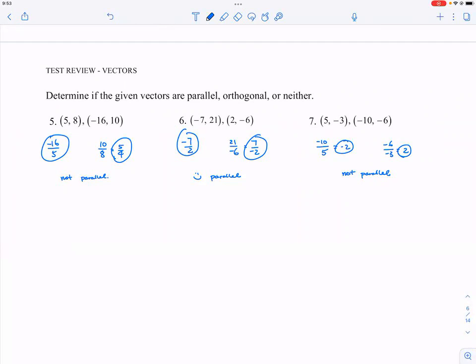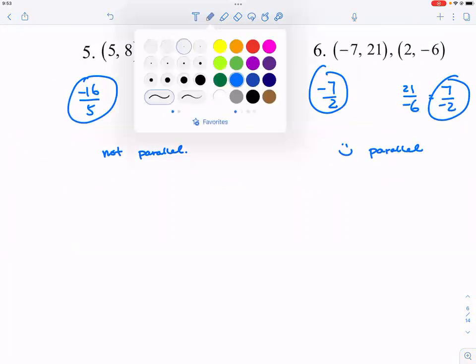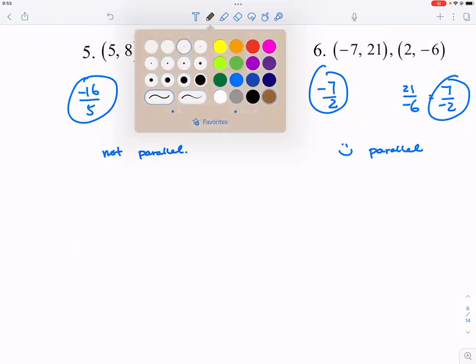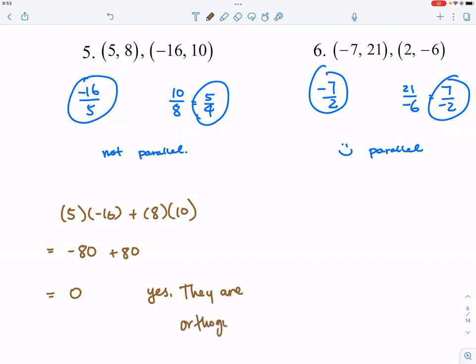So now let's look at number 5 and number 7 and see if they are orthogonal or perpendicular to each other. And to do that, we will compute the dot product, because if the dot product gives us 0, then it is perpendicular. So this would give us negative 80 plus 80, which is 0. So we say yes, they are orthogonal to each other.